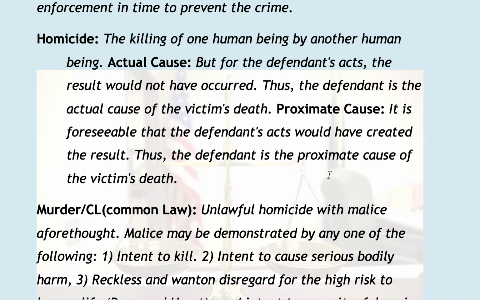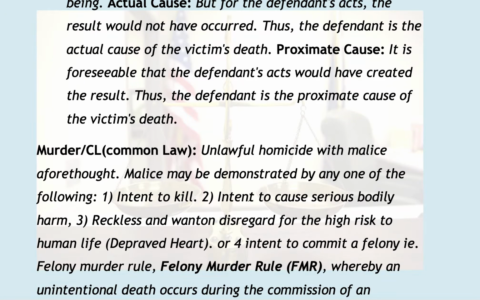Homicide is the killing of one human being by another human being. The actual cause: but for the defendant's acts, the result would not have occurred, and thus the defendant is the actual cause of the victim's death. And the proximate cause: it is foreseeable that the defendant's acts would have created the result. Thus, the defendant is the proximate cause of the victim's death.